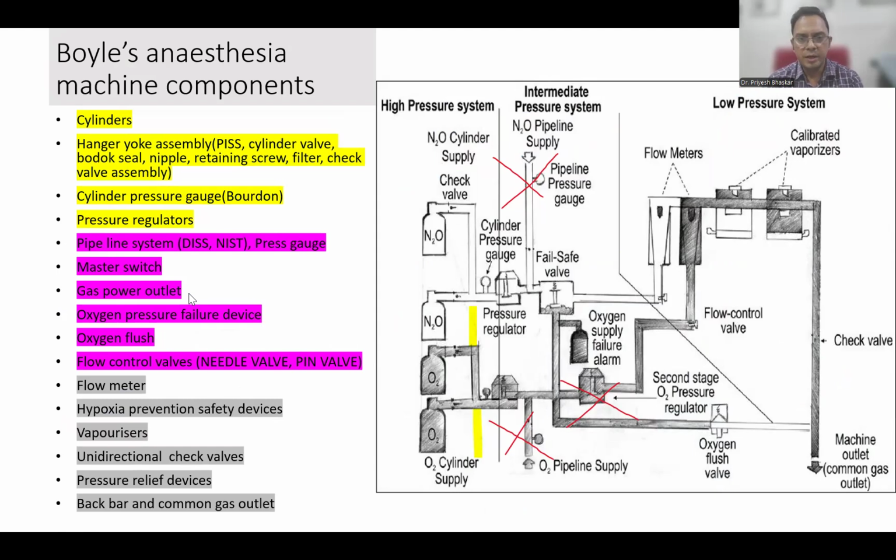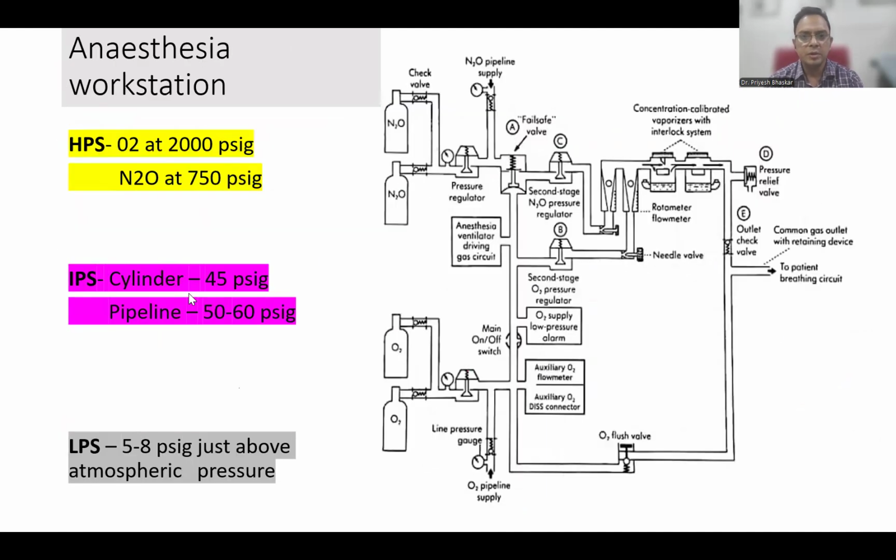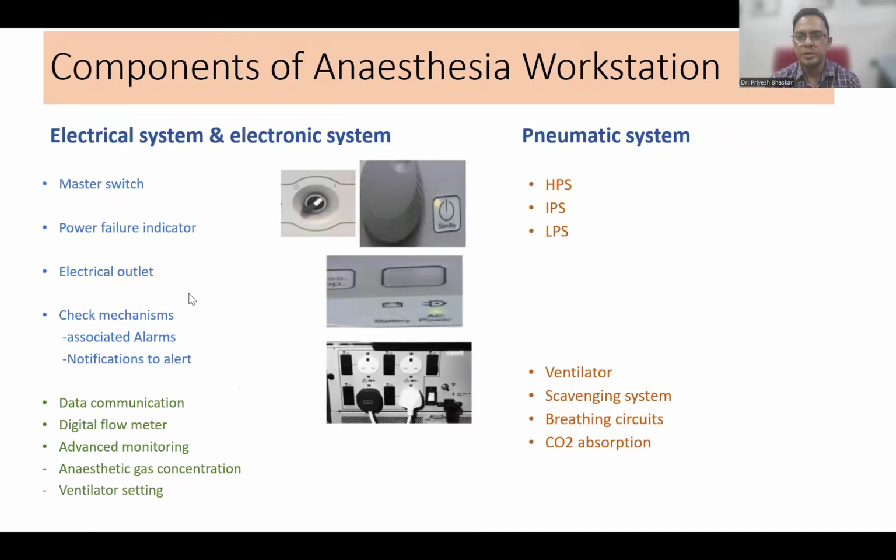This I think everybody is clear. They have an idea about the high pressure system, the intermediate and low pressure systems, and the various pressures at which they work, like 2000 or 750 psig, which is converted to 45 psig or 50 to 60 psig from the pipeline, and the low pressure system at 5 to 8 psig above atmospheric pressure, right?